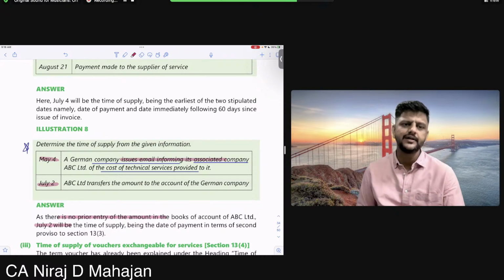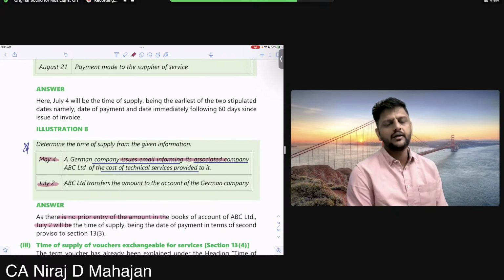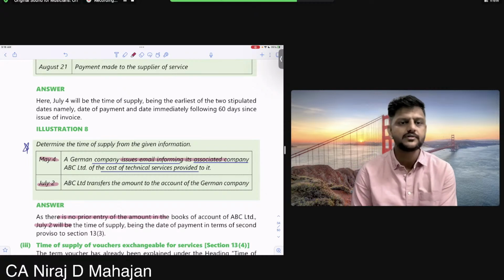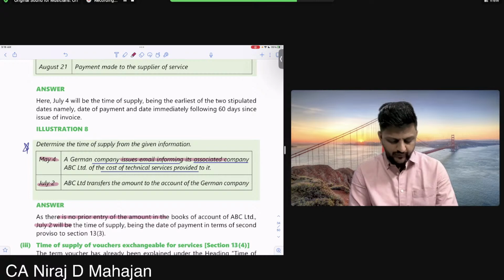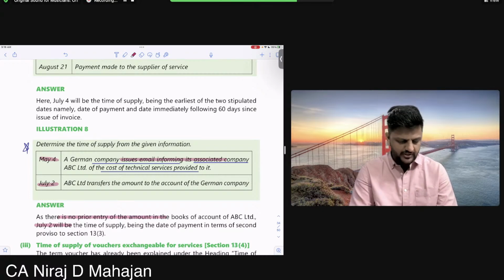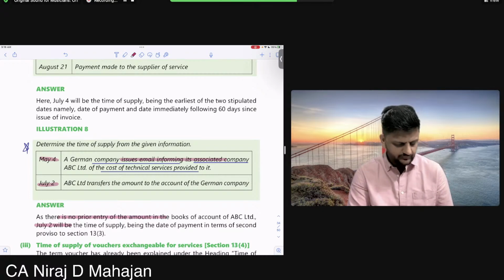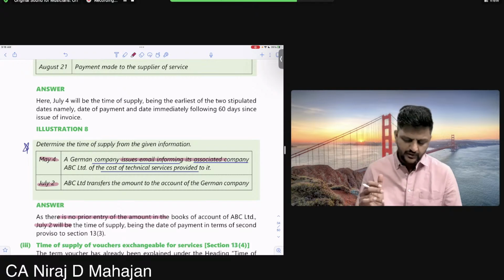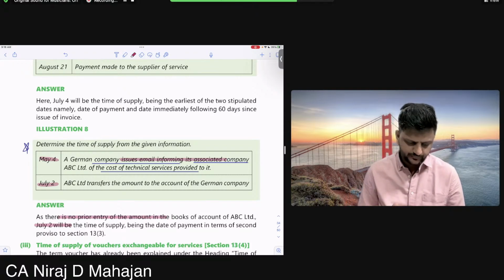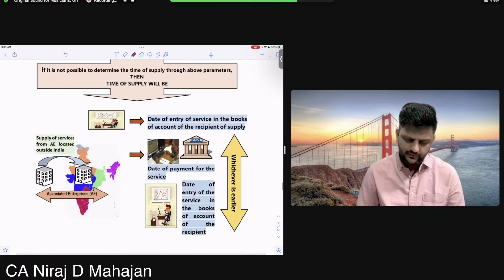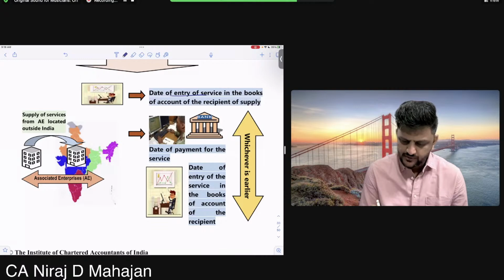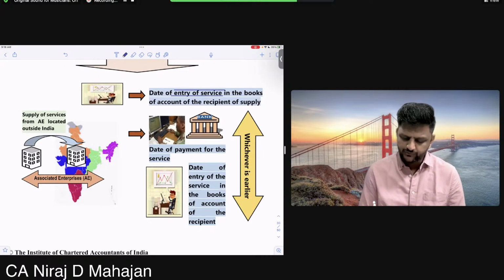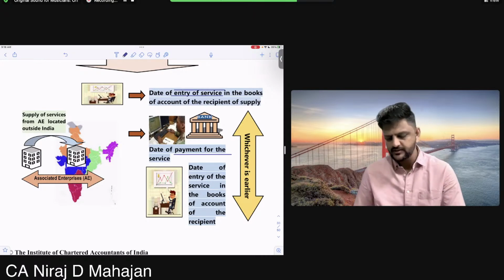Here they have not given us the details, the date when they have made entry in the books of accounts of receipt of services. That German company issued email. Okay, they have not given entry of the amount in the books of accounts of ABC Limited, being the date of payment in terms of the second proviso to section 13(3). Check here. Date of entry of service in the books of account or date of payment for the service, whichever is earlier.